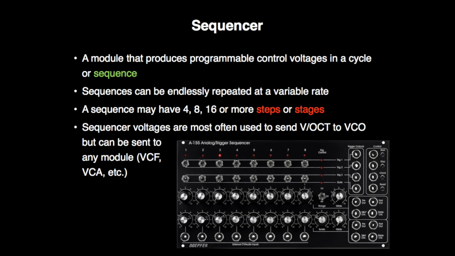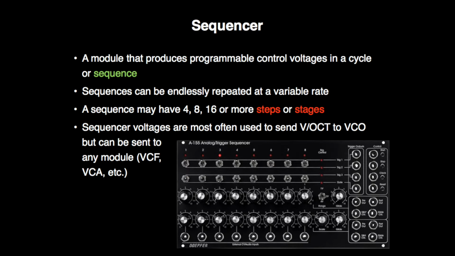So to start with, a sequencer is a module that produces programmable control voltages in a cycle or sequence, hence their name. With a sequencer, you can set a certain number, let's say 8, of control voltages, which can be sent to any module in your rack, but are most often used to send pitch information to an oscillator. So a sequencer is most often used to create a sequence of pitches, which would then be played by your oscillator. Sequencers can repeat these cycles, these sequences, endlessly at a variable rate.